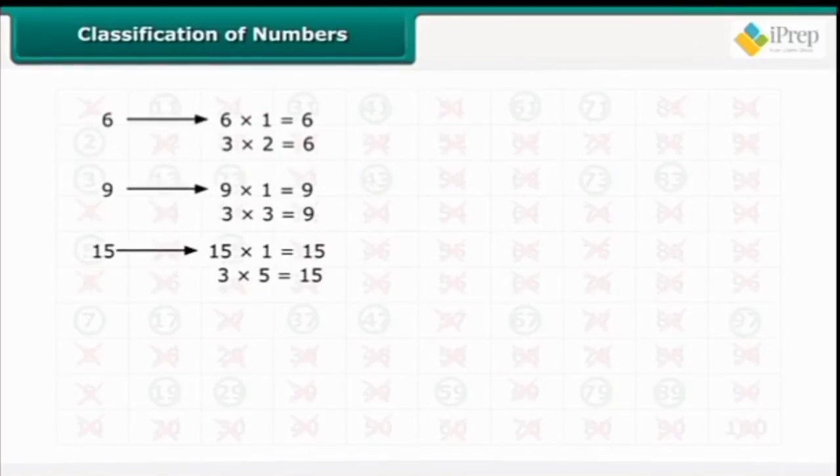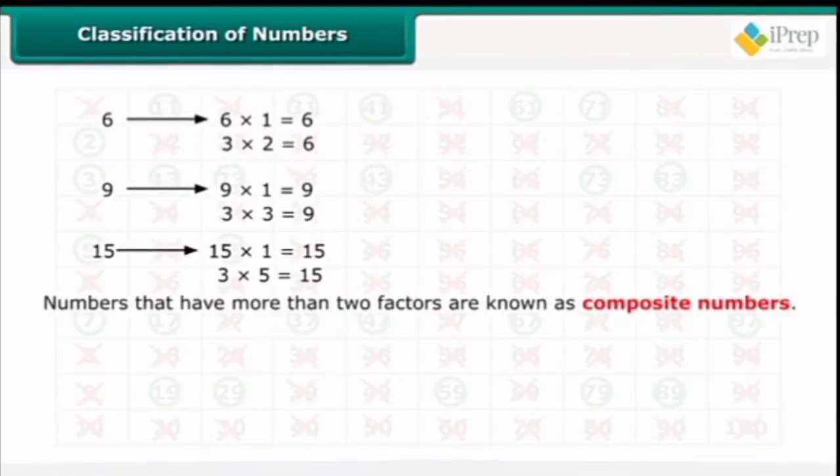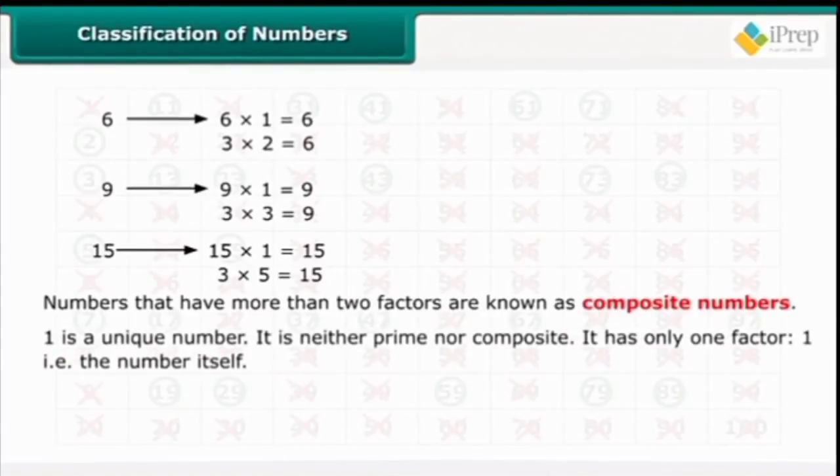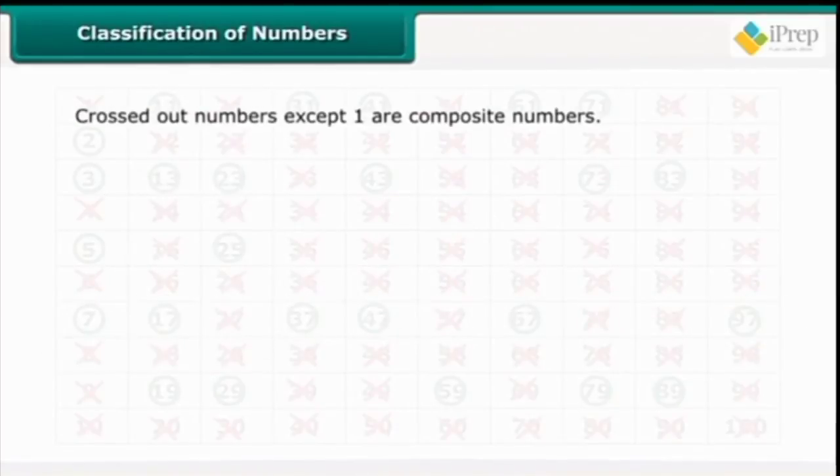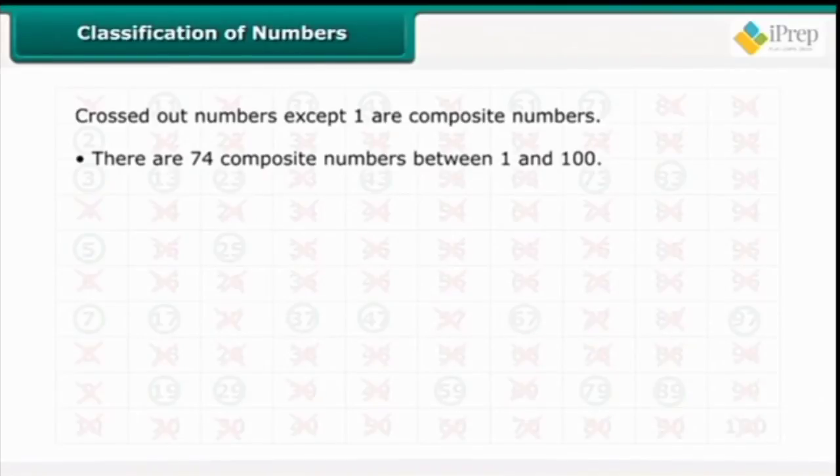Let us look at some more numbers and their factors. All these numbers have more than 2 factors. Numbers that have more than 2 factors are known as composite numbers. 1 is a unique number. It is neither prime nor composite. It has only one factor, 1, that is, the number itself. Let us consider the sieve of Eratosthenes. Crossed out numbers except 1 are composite numbers. There are 74 composite numbers between 1 and 100.